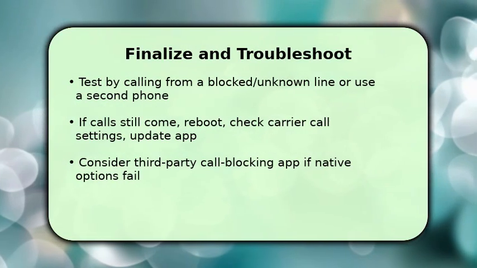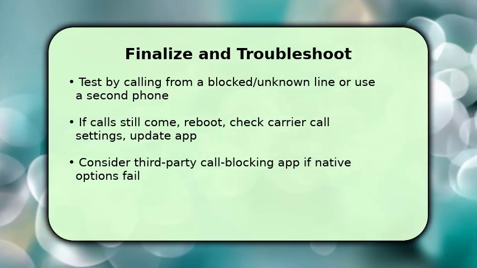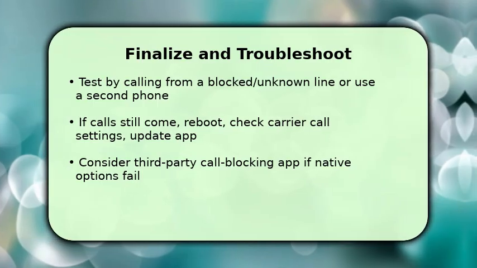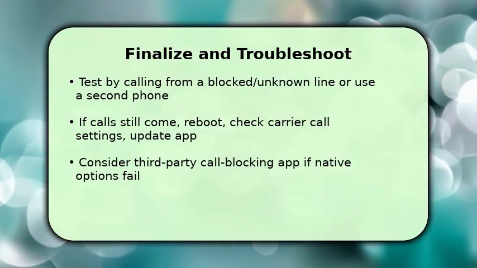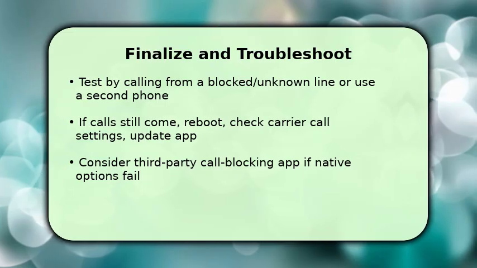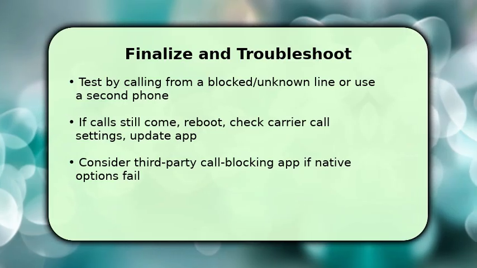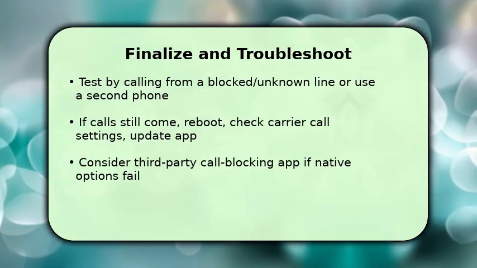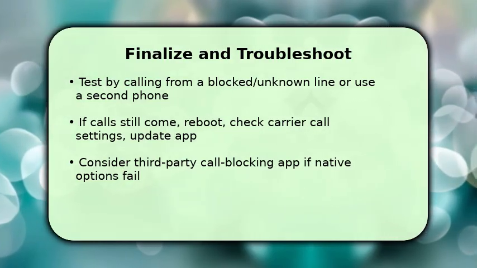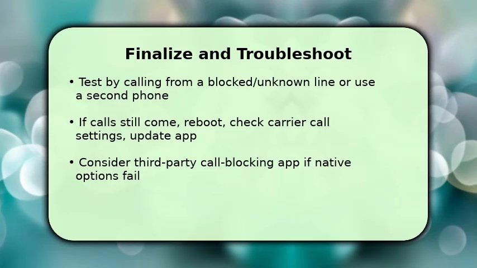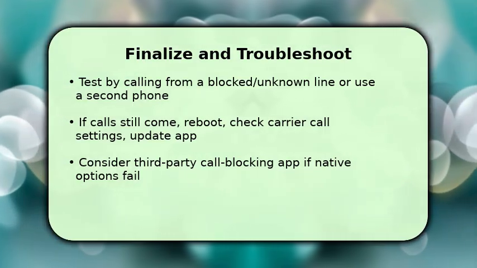Finish by testing. Place a test call from an unknown or second phone to confirm blocking works. If you still receive unwanted calls, make sure permissions were granted and reboot the device. Then check your carrier's call block settings because some carriers override device filters. Also update the phone app and Android system. If problems persist, install a reputable third-party call blocking app and configure it. One key troubleshooting tip: if calls bypass blocking, contact your carrier to ensure network-level blocking isn't required.